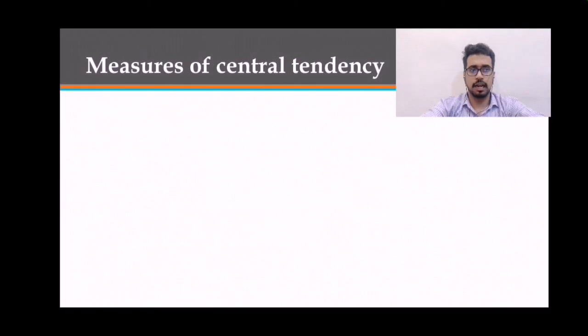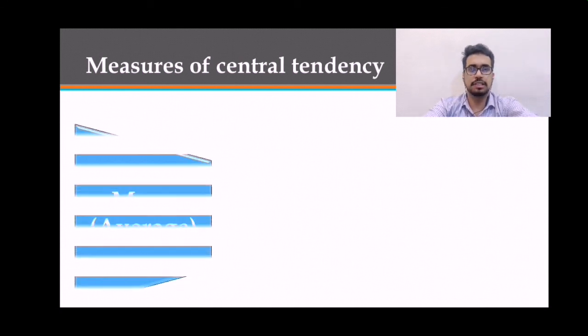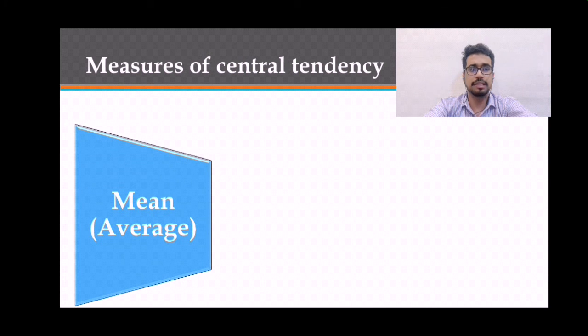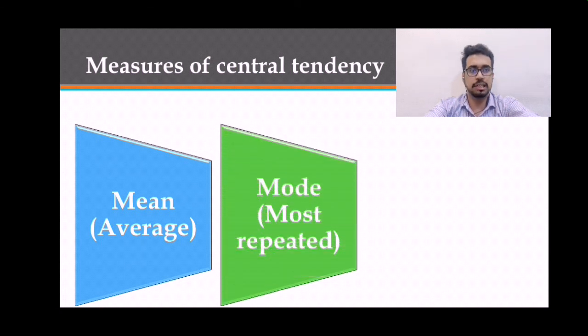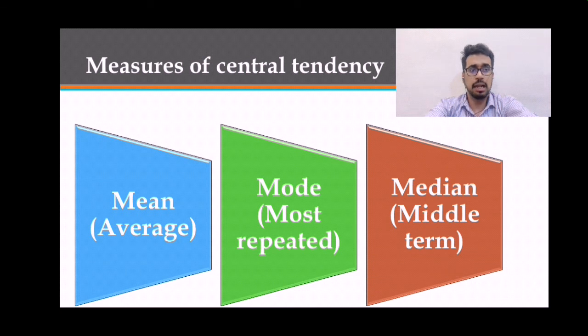The measures of central tendency is a single value which is a representative of all the data that has been collected. There are three measures of central tendency. One such is the mean, which is commonly known as the average, that is sum of all the terms divided by the total number of terms. The second one is the mode, which is the most repeated term. The third one is the median, which is the middlemost term of the given set of data.